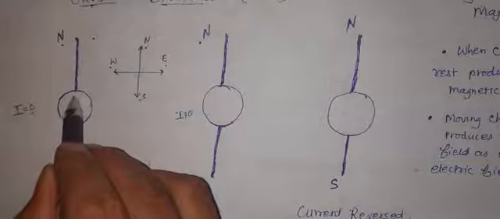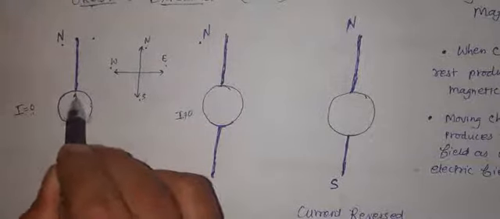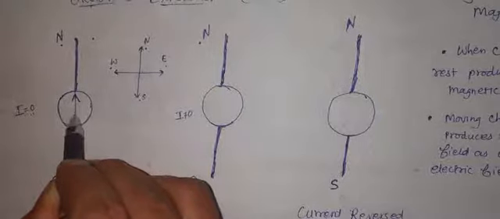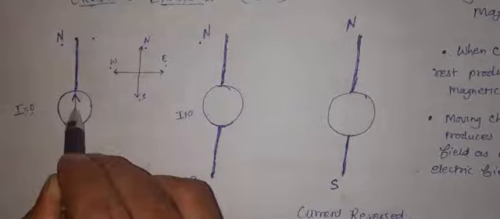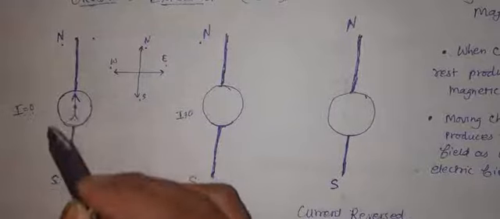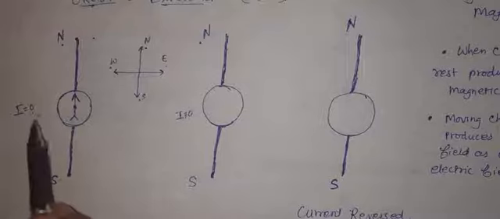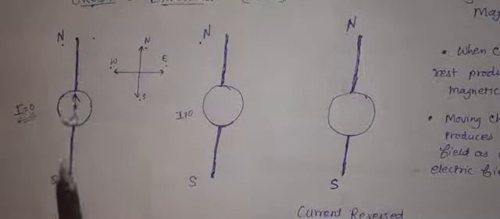So therefore this magnetic compass needle, its north is toward the earth's north, and its south is toward the south of the earth. In this way it is going to arrange itself. So this is the situation when there is no current flowing through the wire.